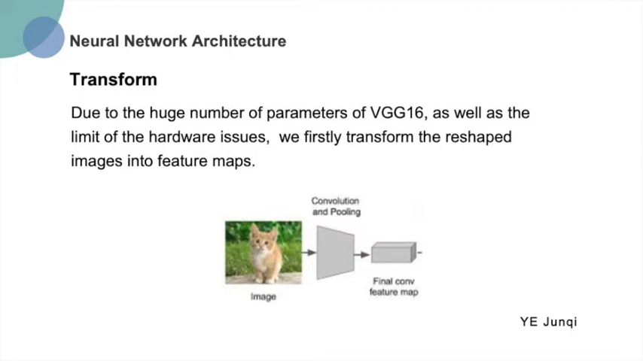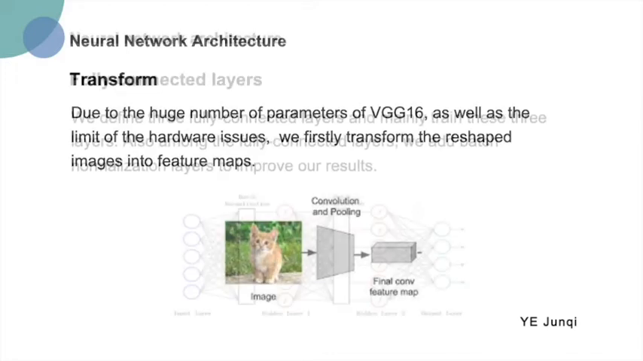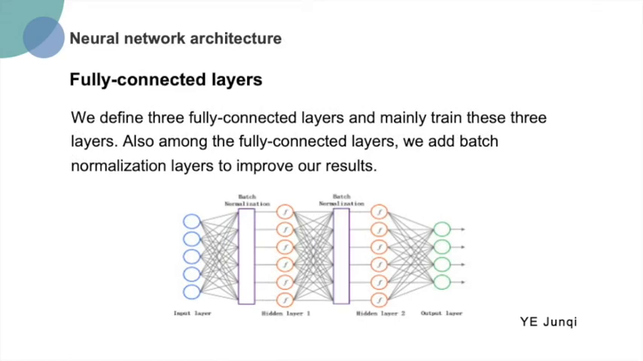Therefore, we firstly input all the resized images into VGG16 and output a feature map whose size is 4x4 by 512 as the input of our afterwards fully connected layers. And then we define 3 fully connected layers and mainly train these 3 layers. For the improvement of our result, we also add batch normalization layers among these fully connected layers to modify the distribution of inputs in each layer. And at the end of the network, we use softmax to output our results.